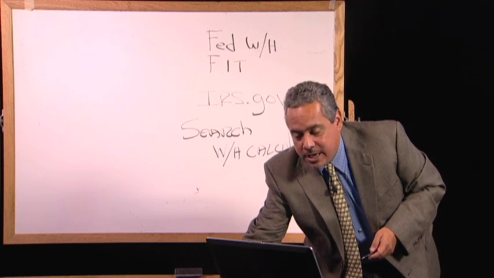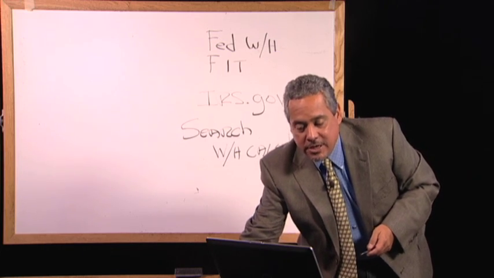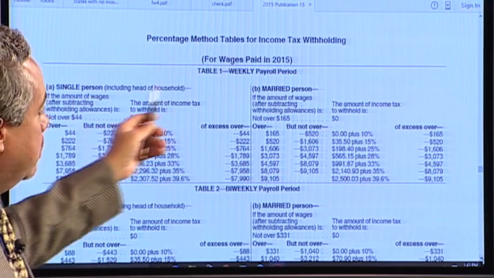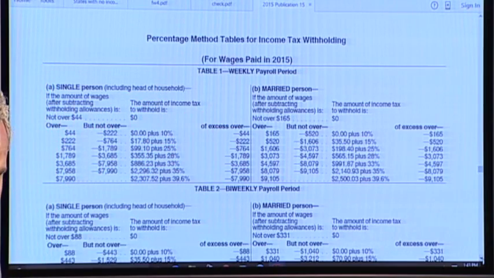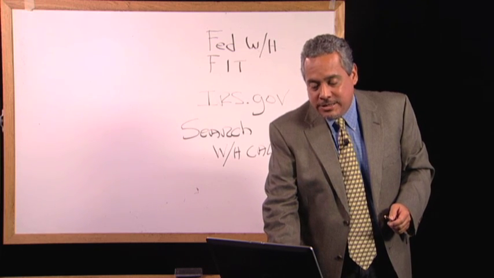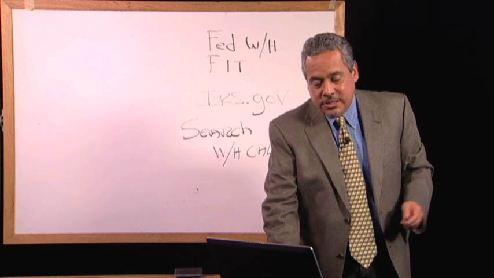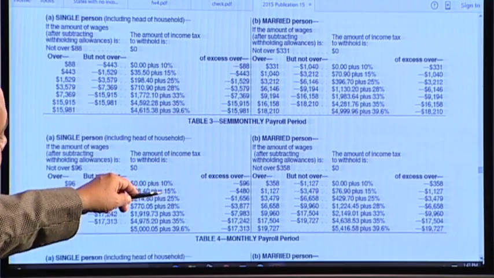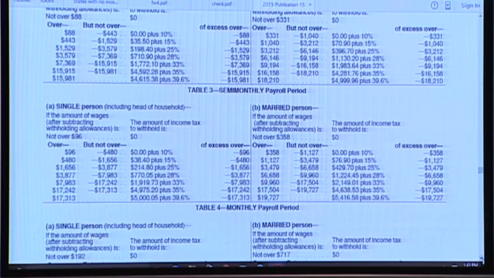And they're separated into pay periods. So you have weekly, you have bi-weekly, and you're either single or you're married. And they take you through the steps of doing this. Good thing we have computerized software that can do all of this. But as you can see, we have all these tables: bi-weekly, semi-monthly, monthly, single, or married.